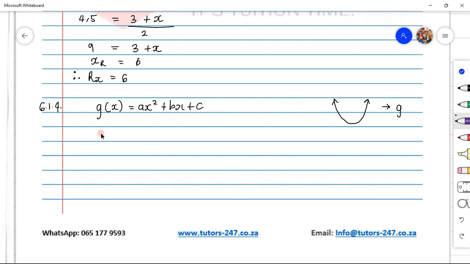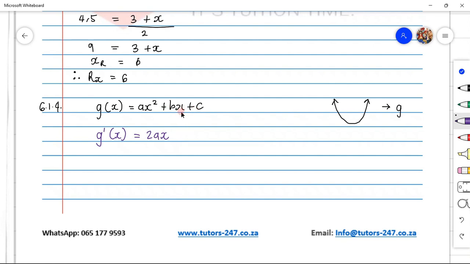Now, if we were to derive this function, so g prime of x, that is going to give us our coefficient times our exponent, so a times 2, that will give us 2a. Now, after we multiply the coefficient times the exponent, we subtract 1 from our exponent. So 2 minus 1 will just give us 1. Now, we do the same thing with bx.